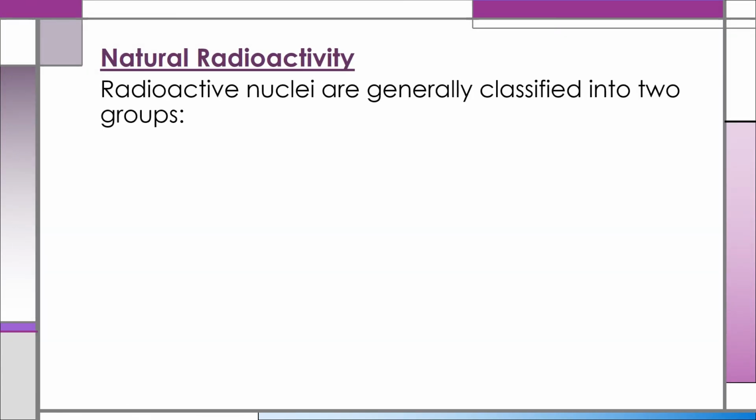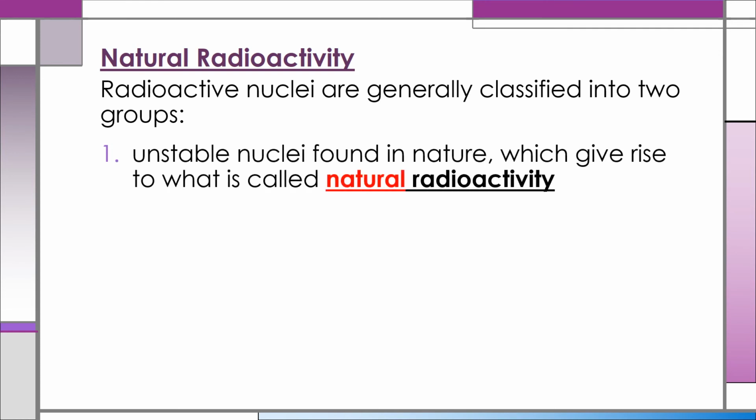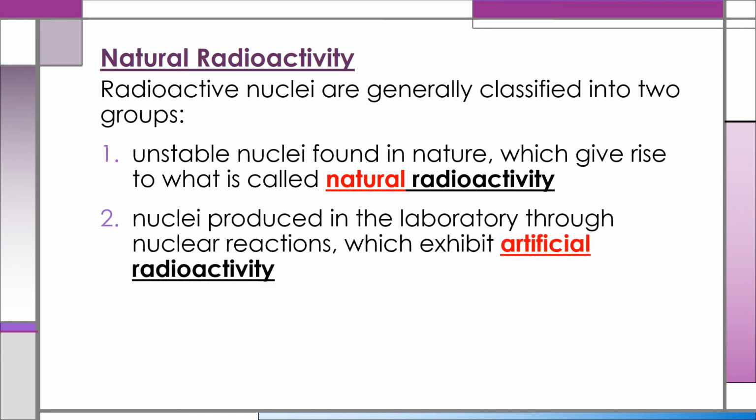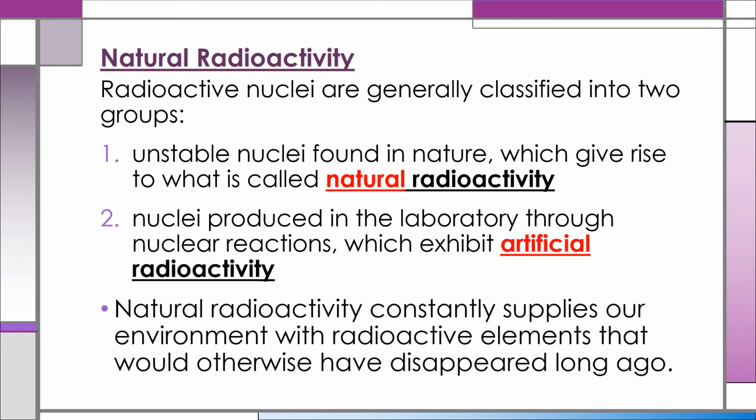Now, radioactive nuclei are generally classified into 2 different groups. So we have unstable nuclei that are found in nature, which is what we call natural radioactivity, right? Things that will naturally decay. And then there's nuclei that are produced in a laboratory where we artificially create these nuclear reactions, and those will exhibit artificial radioactivity. Natural radioactivity constantly supplies our environment with radioactive elements that would have otherwise disappeared long, long ago.